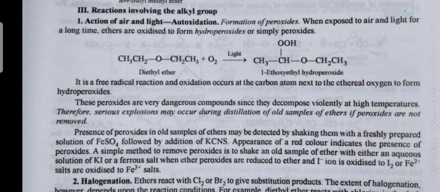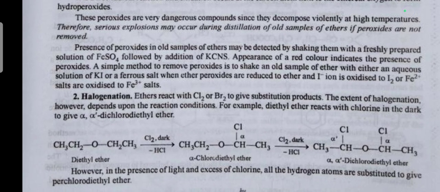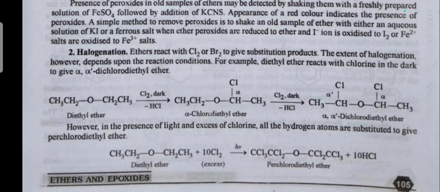Halogenation. Ethers react with chlorine or bromine to give substitution products. The extent of halogenation, however, depends upon the reaction conditions. For example, diethyl ether reacts with chlorine in dark to give alpha,alpha'-dichlorodiethyl ether. However, in presence of light and excess of chlorine, all the hydrogen atoms are substituted to give perchlorodiethyl ether.